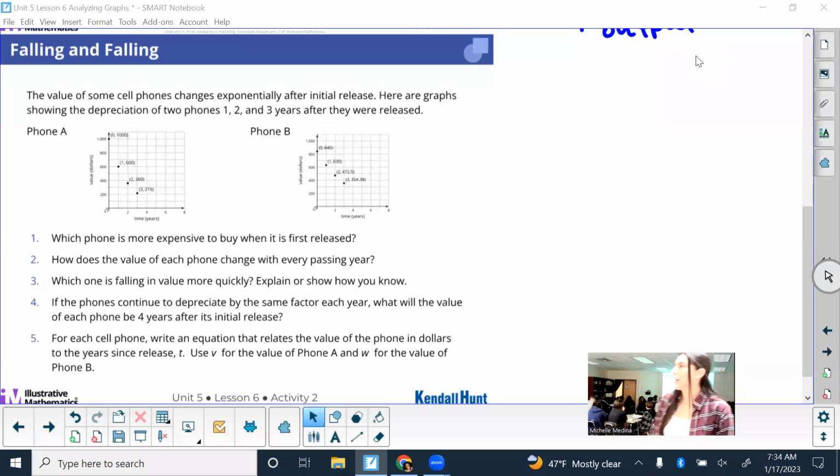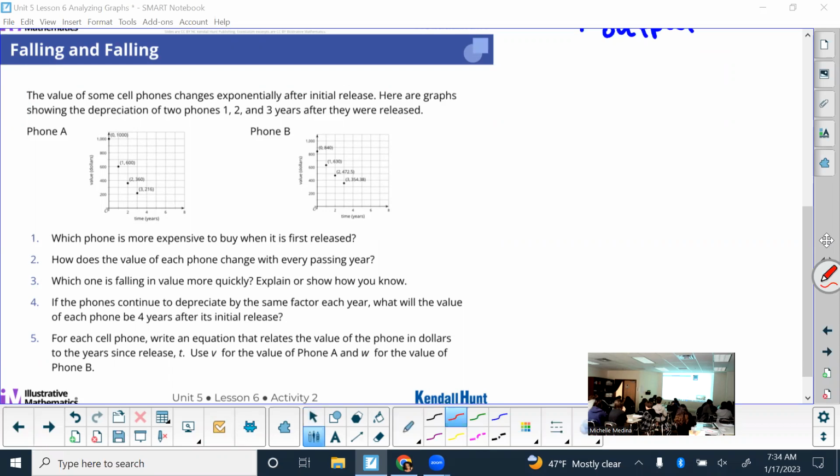This activity, again, I wouldn't write every single thing down. I'll give you tips on what to write down, but try to see if you can figure it out yourself. So the value of some cell phones changes exponentially after initial release. Here are graphs showing the depreciation of two phones 1, 2, and 3 years after they were released.